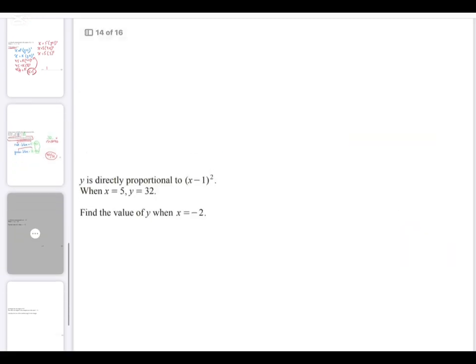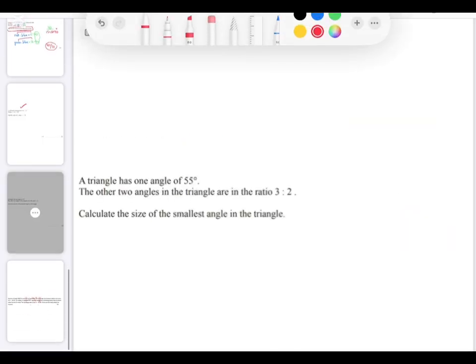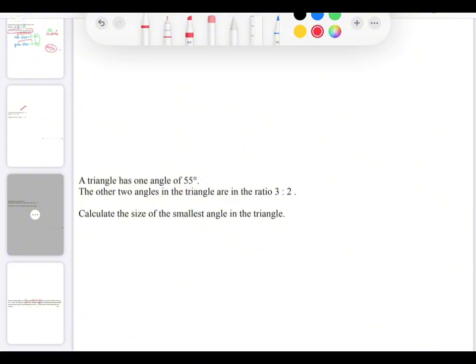Now, this question is homework again. That's a very simple question. A triangle has one angle of 55 degrees and the other two angles are in the ratio 3:2. How to do this question?